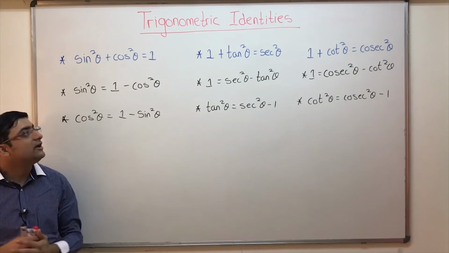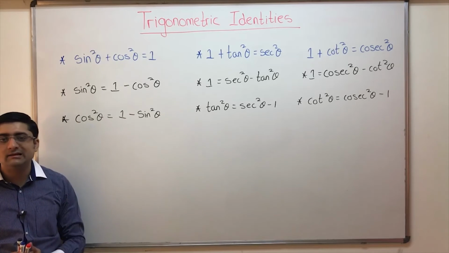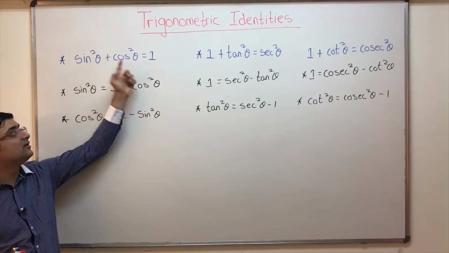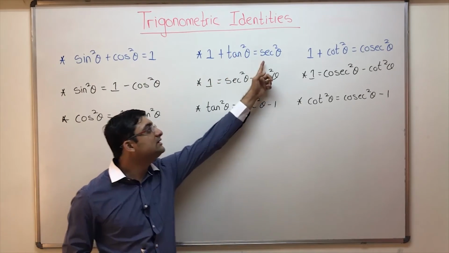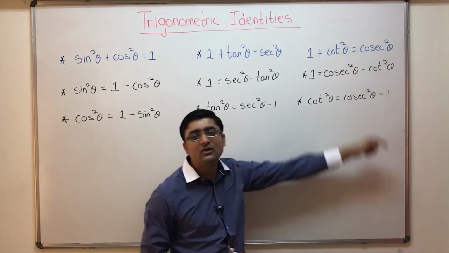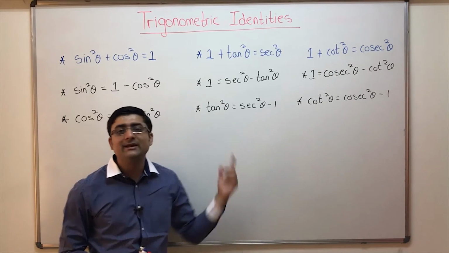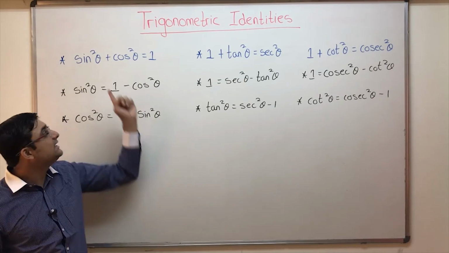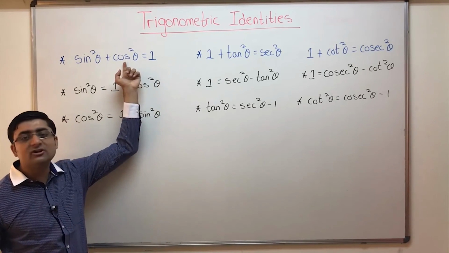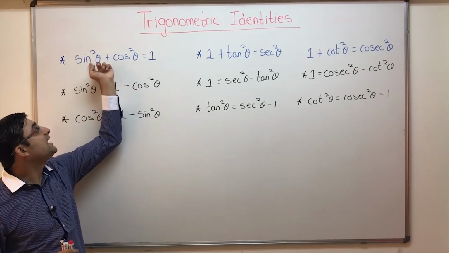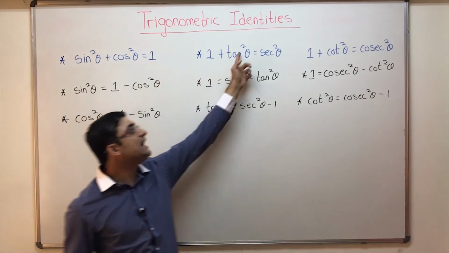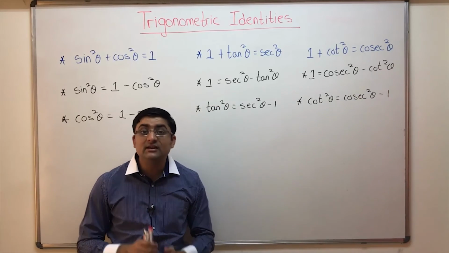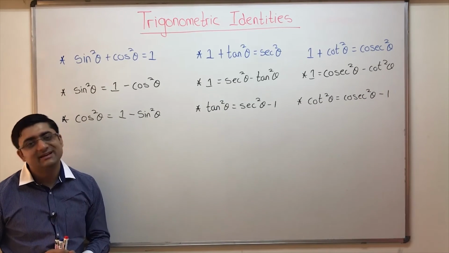Now, if you notice one thing, in all the identities, all the trigonometric ratios are in their square form. See, sine square, cos square, tan square, sec square, cot square, cosec square. So whenever I have to apply these identities, I need to have the trigonometric ratio in the square form. In all the identities, each trigonometric ratio is in the square form. So whenever I'll be using these identities, ensure the trigonometric ratio is in the square form.